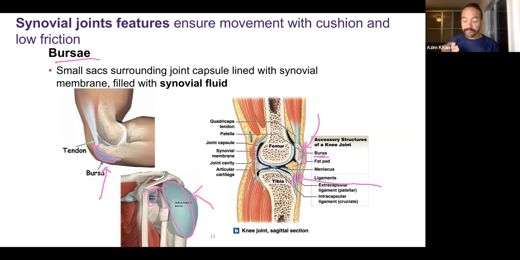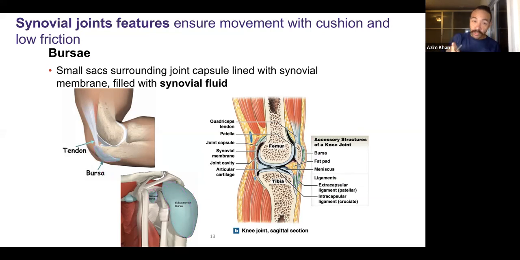Also once again, I'm not going to test you on specific names of bursae. There are names of every single bursa in your body. Again, I'm not going to test you on that, but I want you to know their existence. Bursae are outside of the joint cavity, outside of the joint capsule, made of synovial membrane with synovial fluid to provide lubrication surrounding joints.